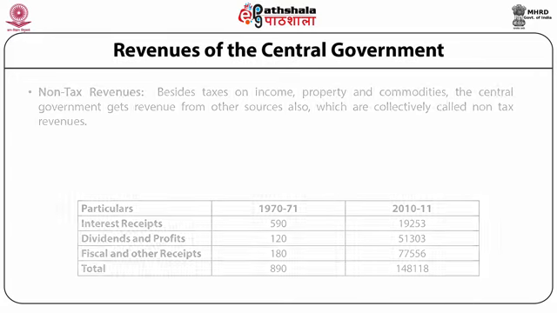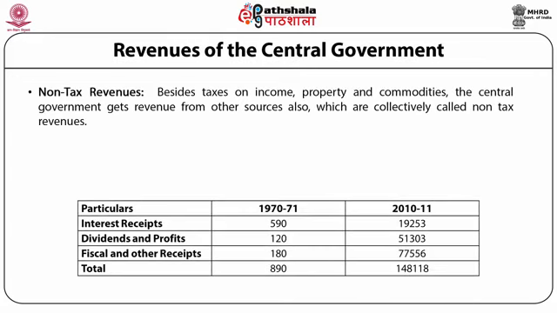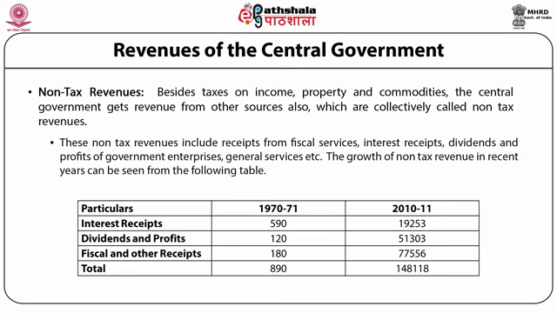Non-tax revenues. Besides taxes on income, property, and commodities, the central government gets revenue from other sources also, which are collectively called non-tax revenues. These non-tax revenues include receipts from fiscal services, interest payments, dividends, and profits of government enterprises, general services, etc.